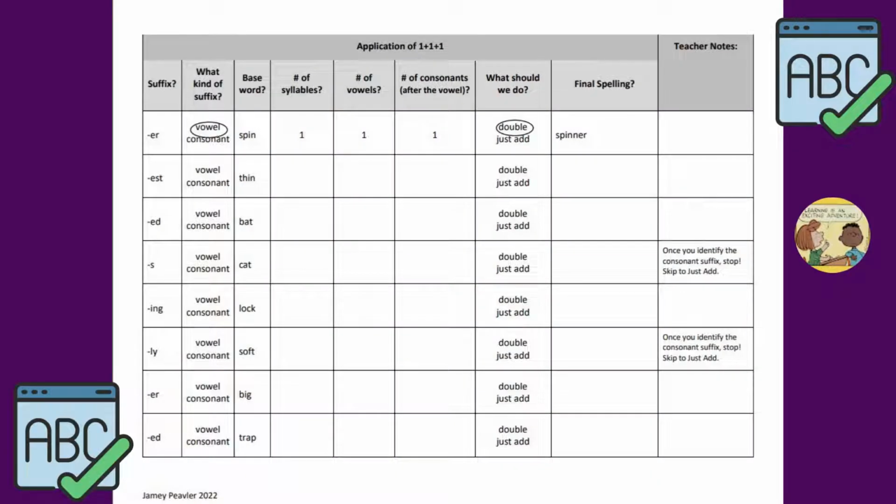This week, your students will be covering this skill using the following worksheet, where they will have a suffix that is either a vowel or a consonant suffix. They'll be given a base word, and then they have to decide how many syllables, how many vowels, and how many consonants after the vowel. Then they'll decide, do we double that consonant or do we just add the suffix? And then they write the final spelling.